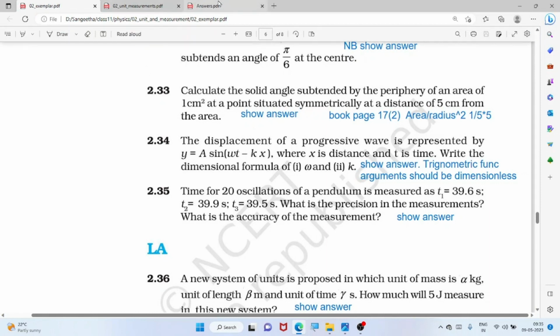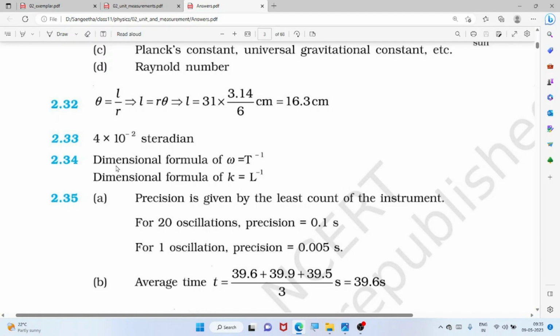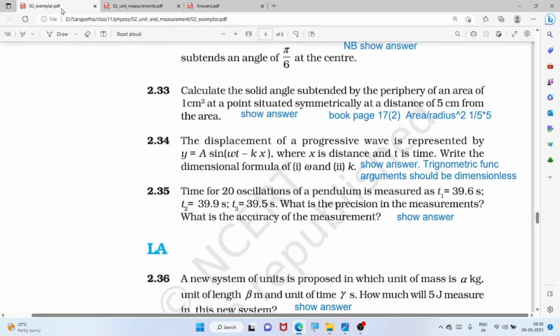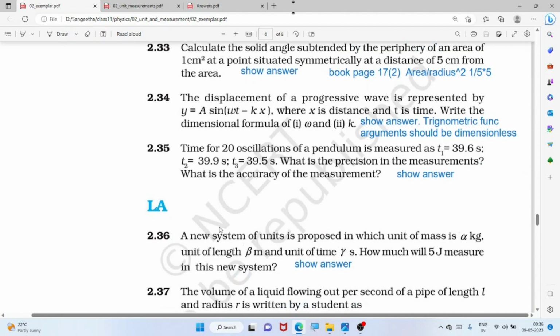34. Okay, so in that case it should be time minus 1, length minus 1. So this should be here time minus 1, here length minus 1. Then only the inside of the argument will become dimensionless. Time for 20 oscillations of the pendulum is measured. What is the precision of the measurement? So what is the accuracy of the measurement?